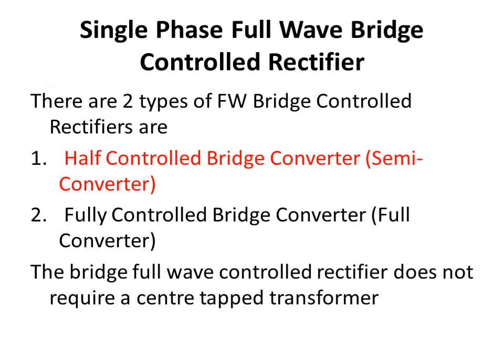So in the previous video, we have known that there are two types of full wave bridge controlled rectifiers. One is the half controlled bridge converter, the semi-converter, and the other is the fully controlled bridge converter, which we call the full converter. When we say bridge, we won't be using the center tap transformers. And in the previous video, we have looked at what is a semi-converter, which basically consists of a bridge made up of two SCRs and two diodes. And we have also done the derivation for V naught average value and V naught RMS value.